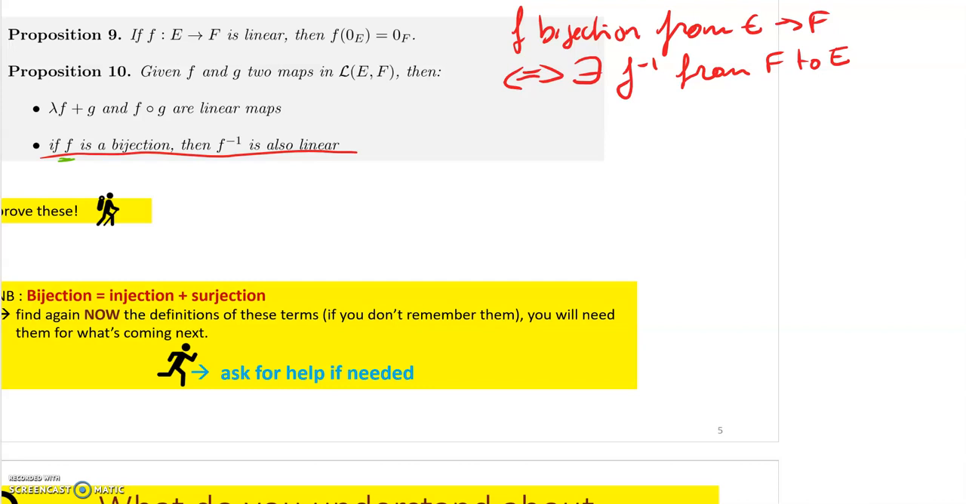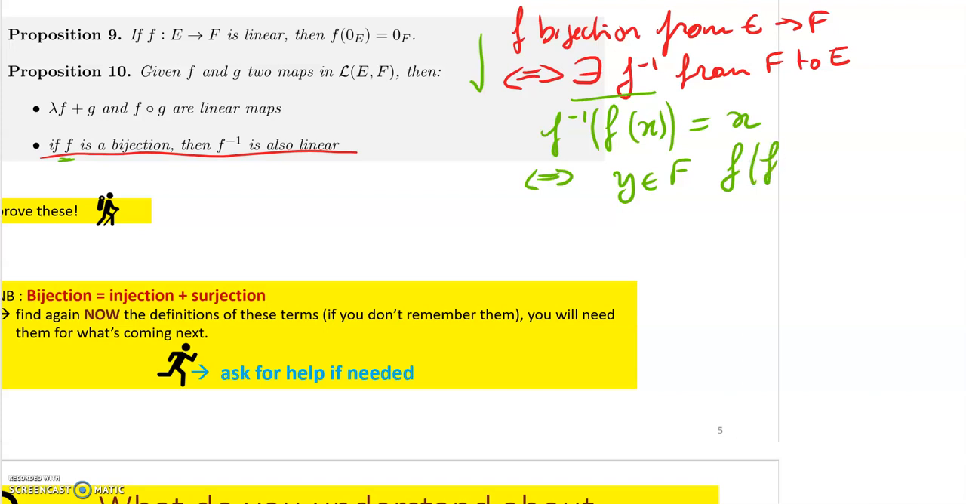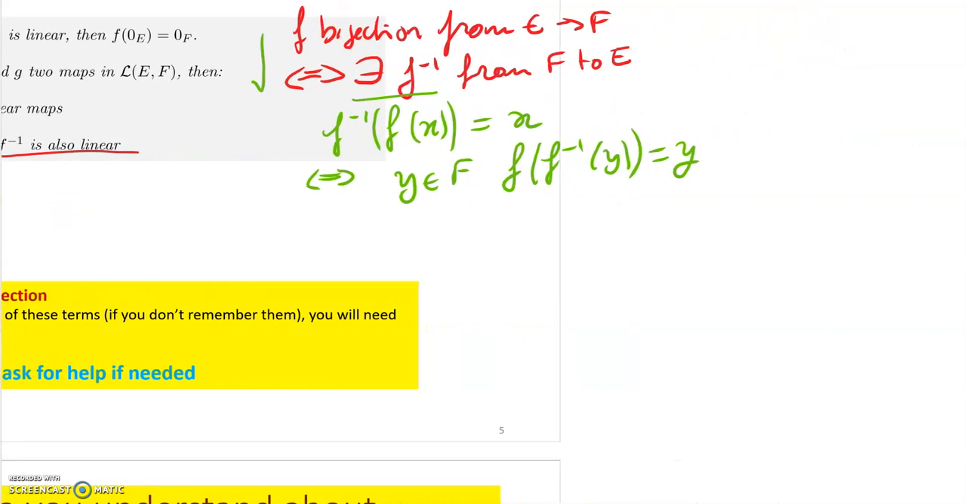So a bijection from E to F, it means that for any map, it doesn't have to be linear, if it defines a bijection, there exists an inverse function that goes from F to E. This inverse function is defined such that f^-1 applied to f of any item x in the domain gives you x. Okay, and also for any y that belongs to the domain of f^-1, we have that f applied to f^-1 of y is equal to y. Okay, that's the definition of the inverse function.